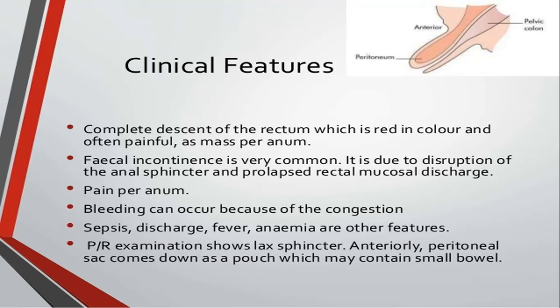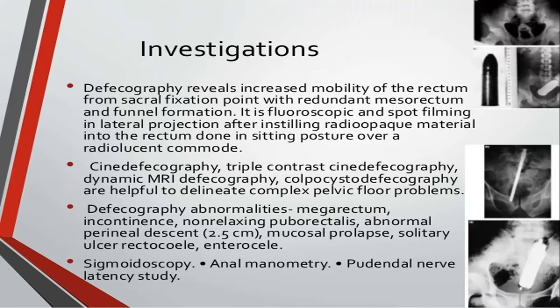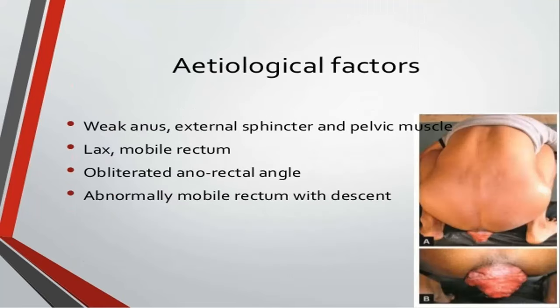On rectal examination, you can see the sphincters are very lax because the sphincters are not working. Also anteriorly, if you push the finger anteriorly, you can feel the peritoneal sac which comes down as a pouch and contains small bowel. What are the investigations you can go for? This is for the complete and partial.